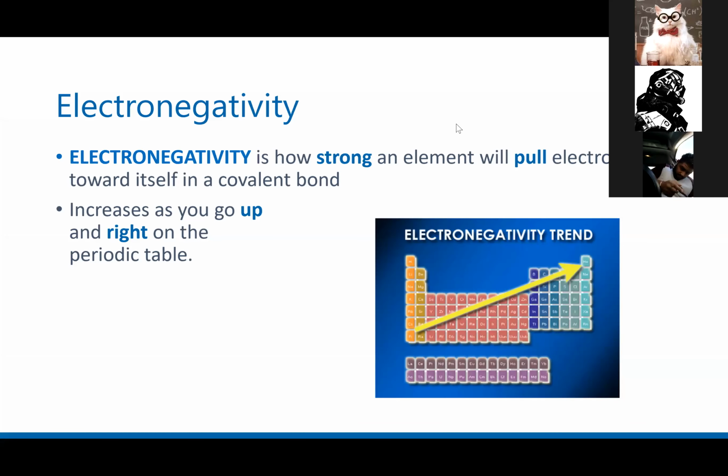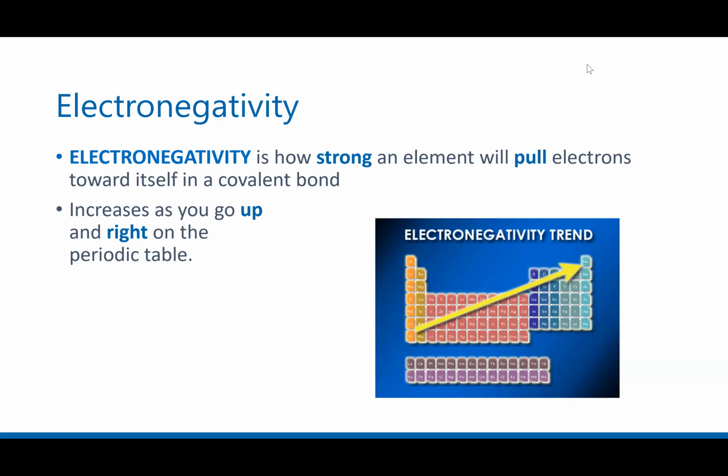So electronegativity is a definition in chemistry that defines how strong an element pulls or is attracted to electrons. So this is a word you'll definitely need to be familiar with. I'll put a star by this. Electronegativity is a term that means how strong an atom or element is attracted to electrons, and it increases as you go up and right on the periodic table.